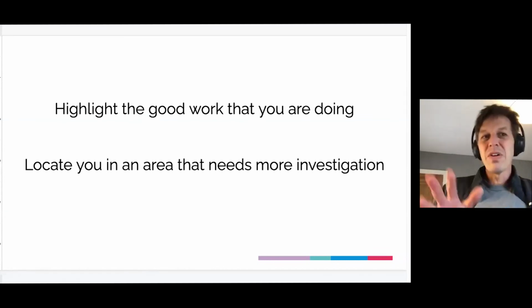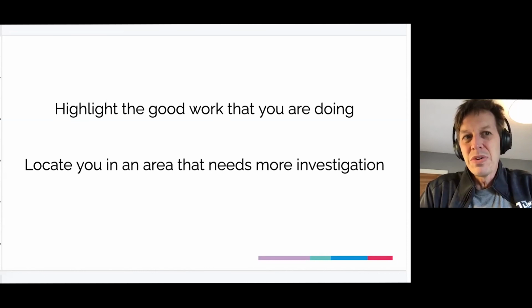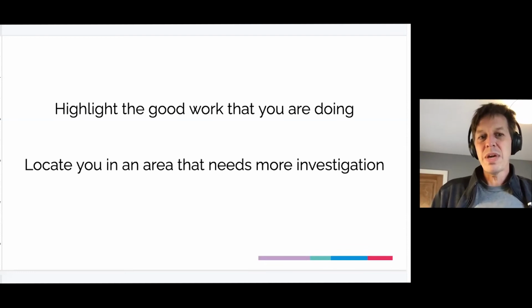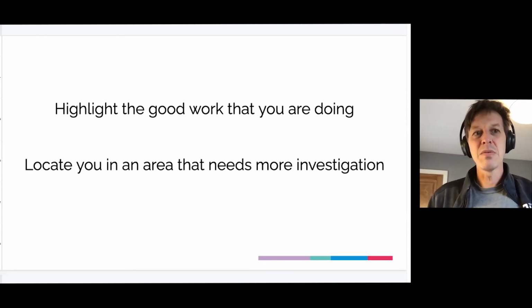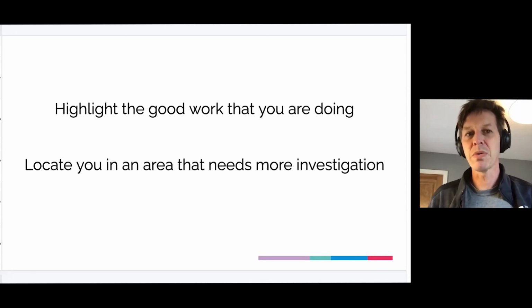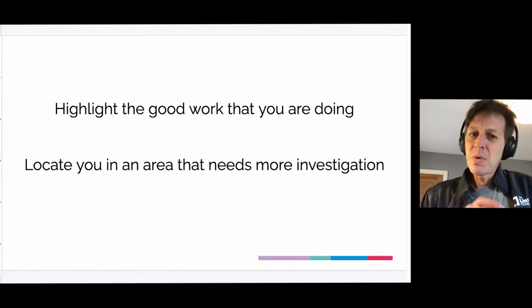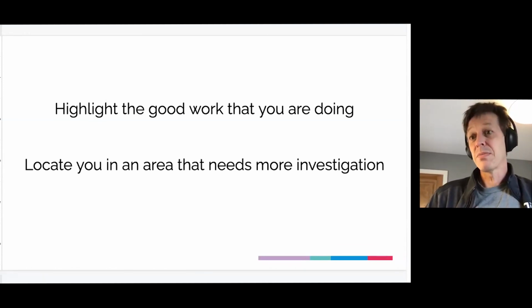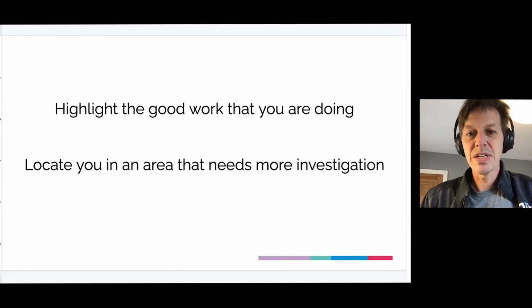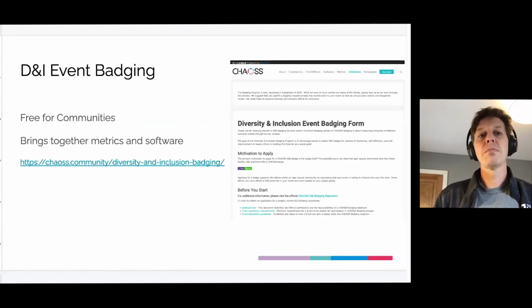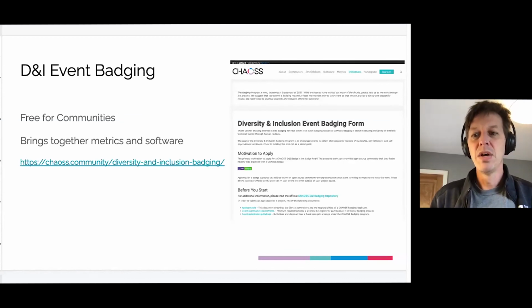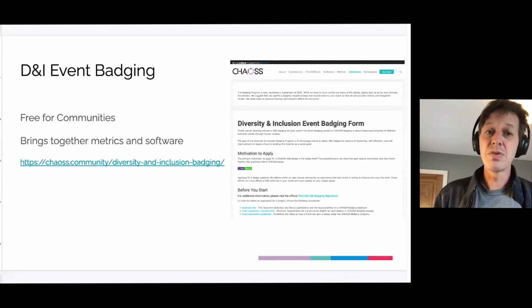So overall, the goal of the CHAOSS project is to highlight the good work that you're doing and highlight the good work that's occurring in the projects that you care about, and also locate you as project maintainers and project contributors to areas that might need more investigation. So why are our pull requests taking so long to close? Why are our issues staying open so long? I'm just kind of picking high level issues here, but locate you in areas that might need more investigation by yourself. And these are context specific investigations. So from all this work, we have a couple initiatives that I'd just like to highlight. One is diversity and inclusion event badging.